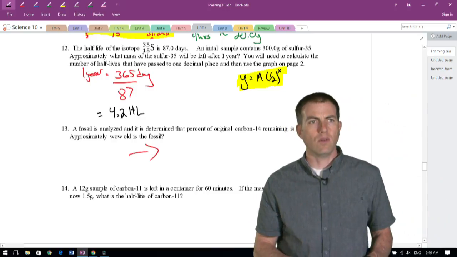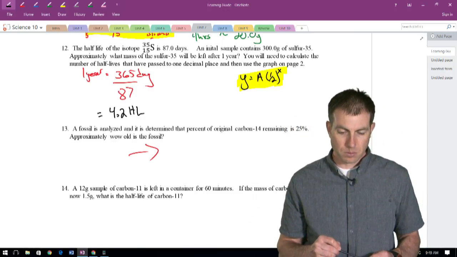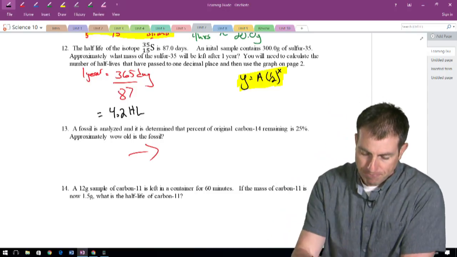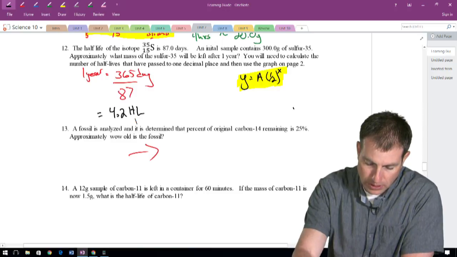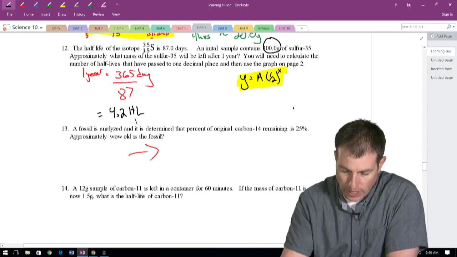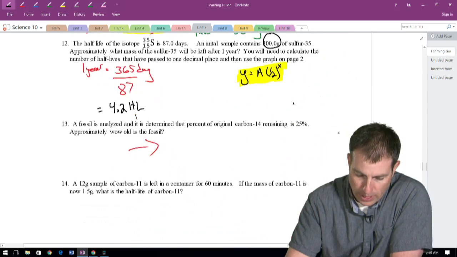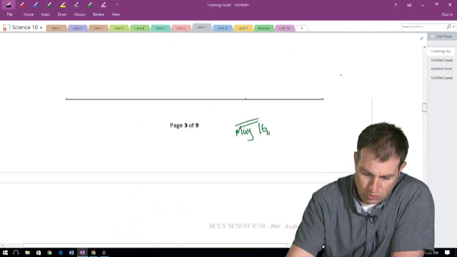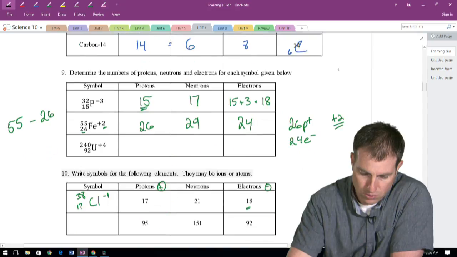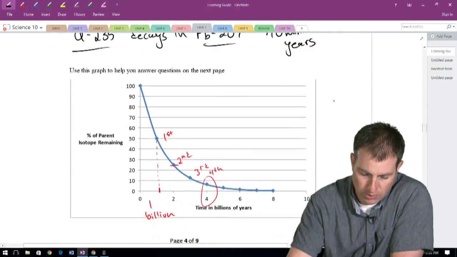All right, so we know 4.2 half-lives have occurred. The initial sample contains 300 grams. So I could do a chart, or I could look at the graph as it asks me to do. So let's go up to the graph on page 2. I don't have a graph on page 2.